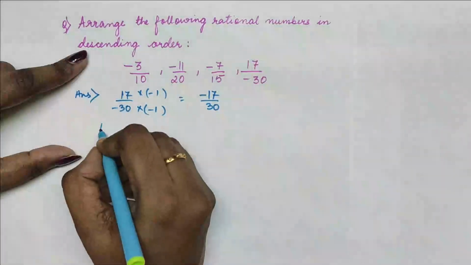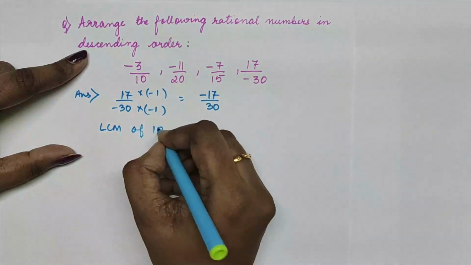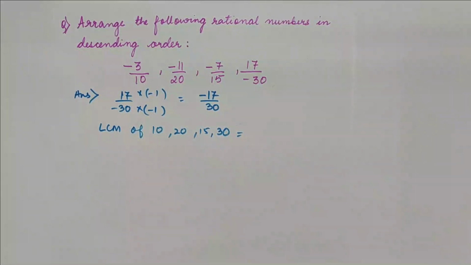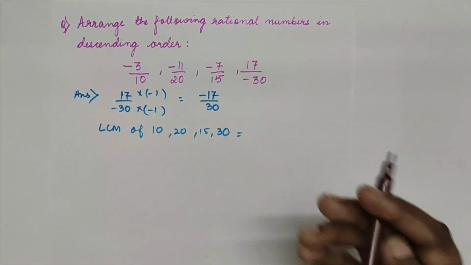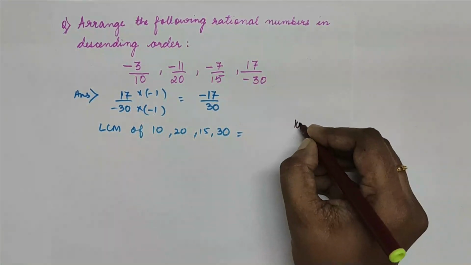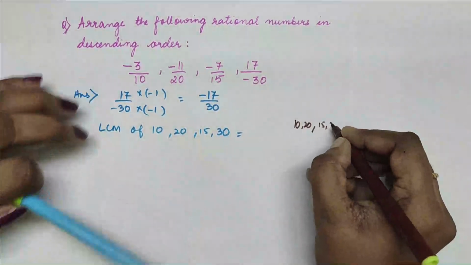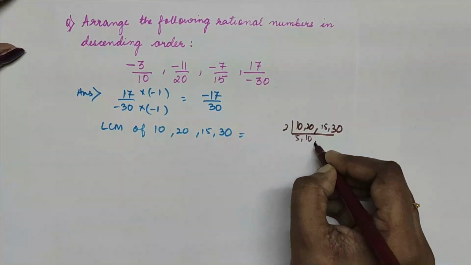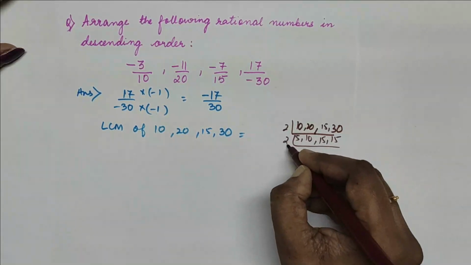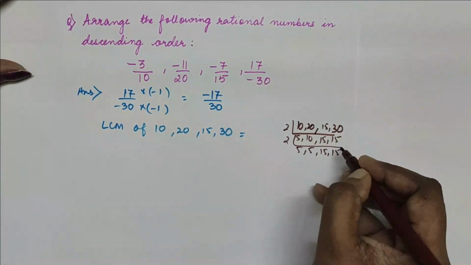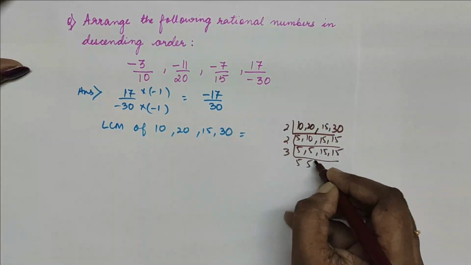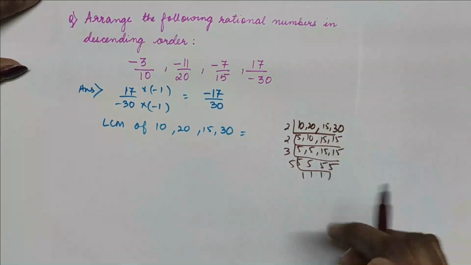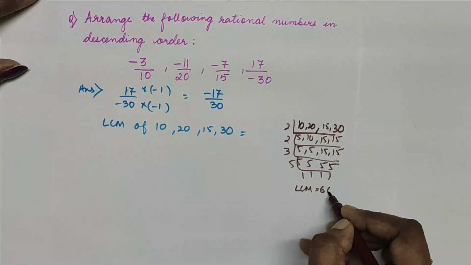Now you have to take the LCM of the numbers 10, 20, 15 and 30, which you will get as, let us see, I'll show you how I'm doing it. 2s are 5 and 10, 15 and 15. Again 2s are 5 and 5 and 15 and 15. 3s are 5, 5, 5 and 5, and then 5s are. So 4 into 3, 12, 12 into 5, the LCM I'll get is 60.